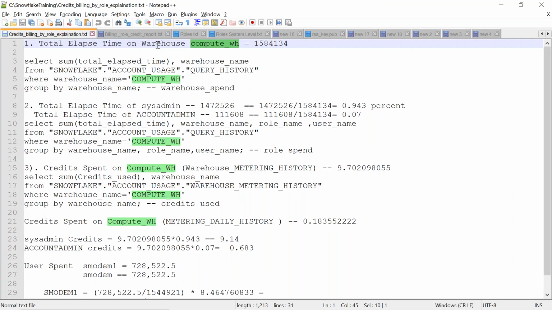So, total elapsed time on warehouse. Select sum of these, in the explanation I have given, of the query that I've run, right? Total elapsed time of sysadmin, for example, divided by the total elapsed time, gives me 0.943, multiplied by credits. Total credits will give me this much percentage of time is spent on this particular role, and that much percentage of credits will also tell me which role has spent how many credits. So if you run your query, try to replace the values here. I'm using compute WH, and these are all the things.